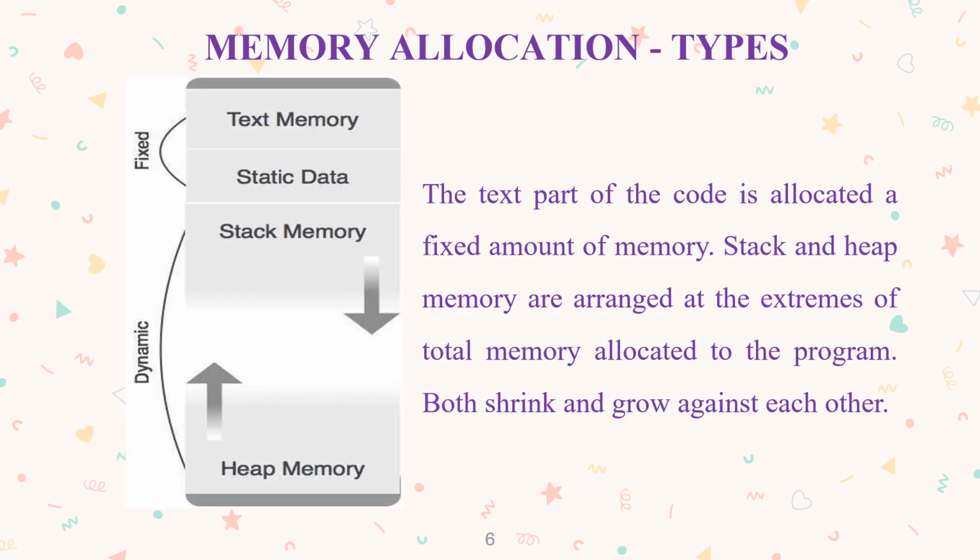A pictorial representation of memory allocation types is given. Text memory and static memory are fixed. Stack memory and heap memory are dynamic. The text part of the code is allocated a fixed amount of memory. Stack and heap memory are arranged at the extremes of the total memory allocated to the program. Both shrink and grow against each other. Except for the statically allocated memory area, both stack and heap memory can grow and shrink dynamically and unexpectedly. Therefore, they cannot be provided with a fixed amount of memory in the system.